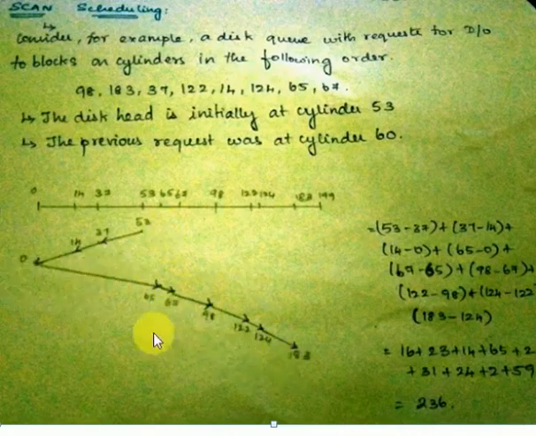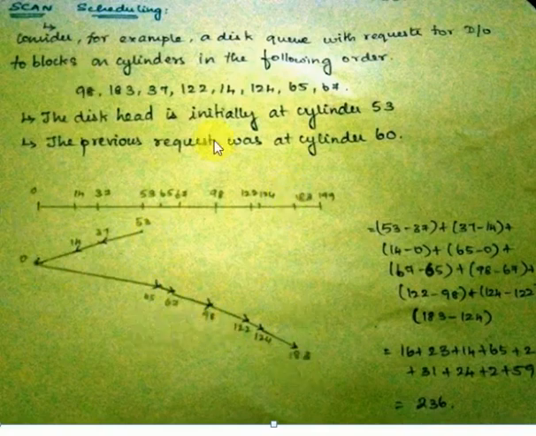So this is how the SCAN scheduling algorithm works. Starting at this position, then finding out based on the previous request in which direction we need to move, and then we are traversing completely to the other end, and then again we are moving in the reverse direction. So this is how the SCAN scheduling algorithm works.